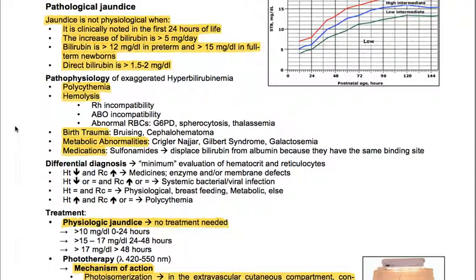If the hematocrit is equal or unmodified, and the reticulocytes are equal, it's physiological, breastfeeding, metabolic, or something else. If the hematocrit is increased and red blood cells and reticulocytes are increased or equal, we have a polycythemia.